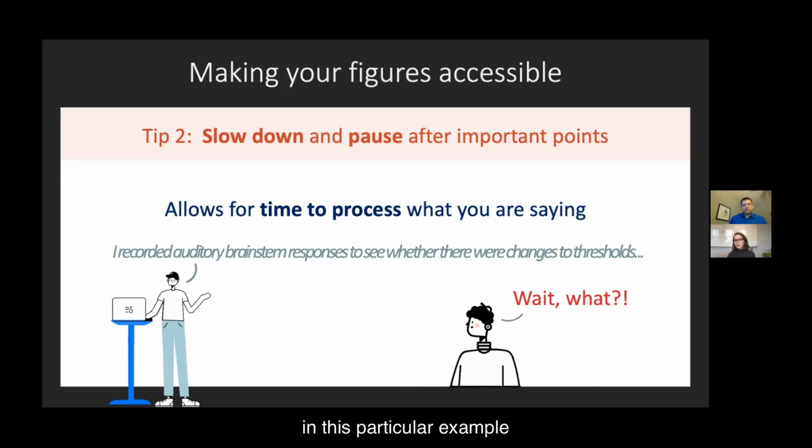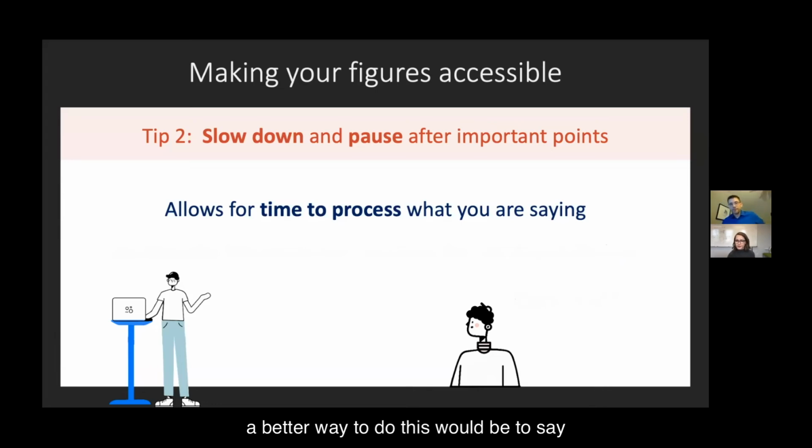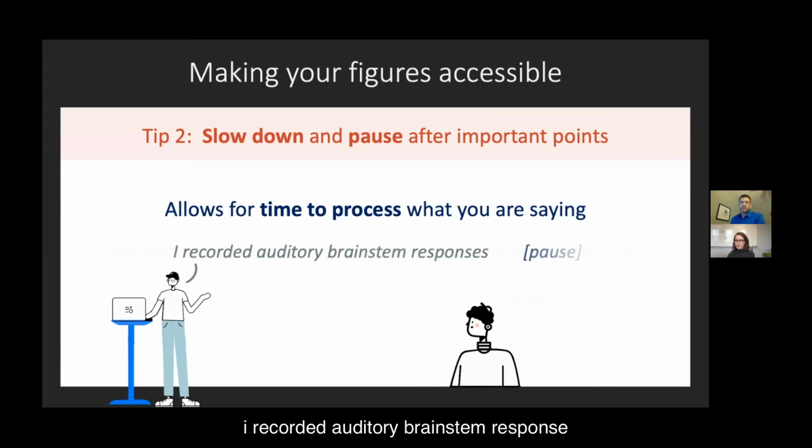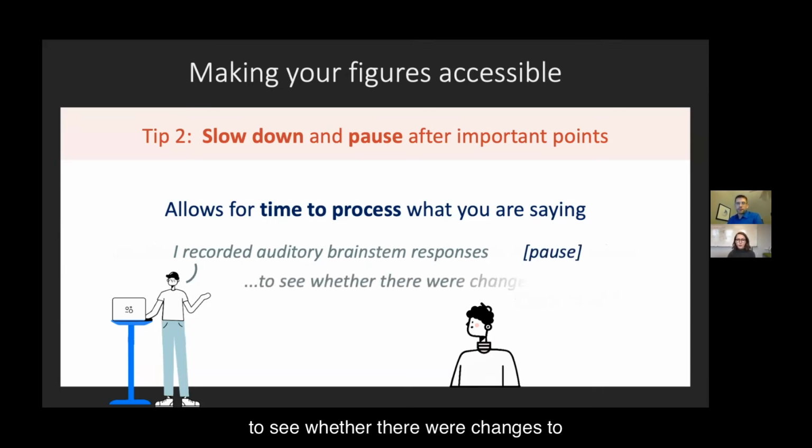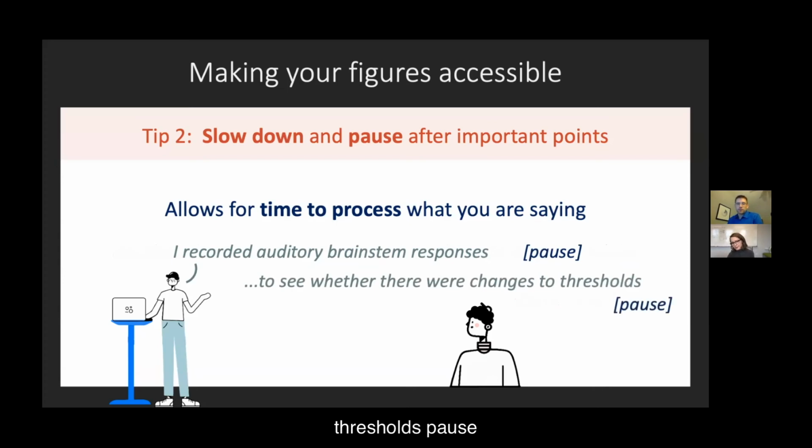In this particular example, a better way to do this would be to say, I recorded auditory brainstem responses, pause, to see whether there were changes to thresholds, pause. Now you've given your audience time to process what you're saying and allow them to really get the main point of what you're trying to say. So this really goes a long way.